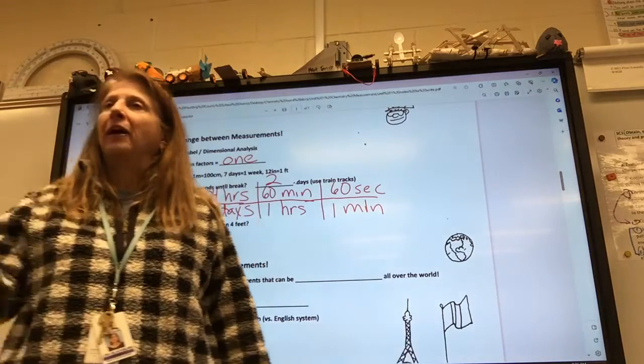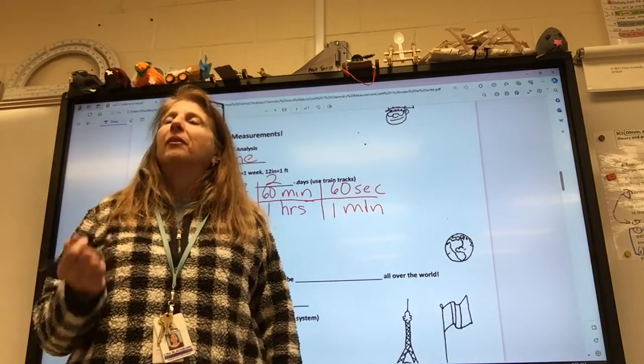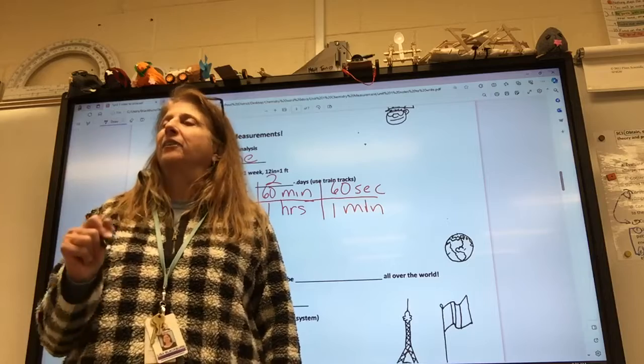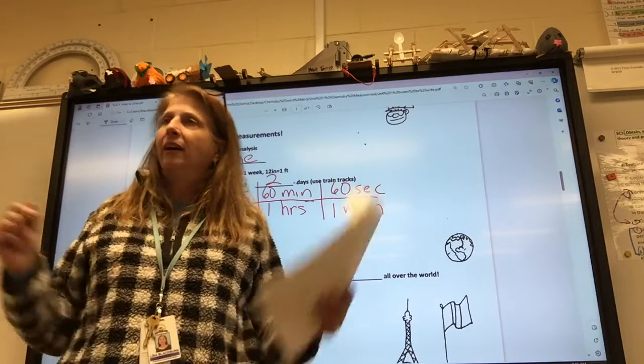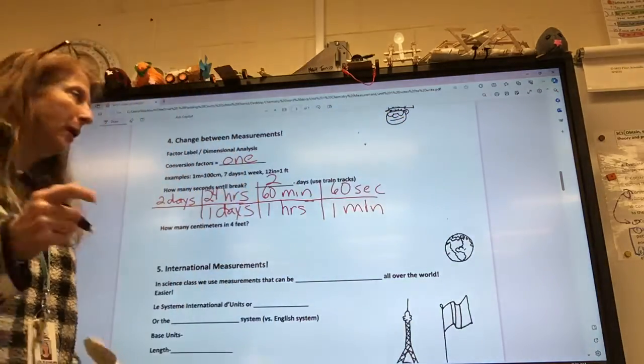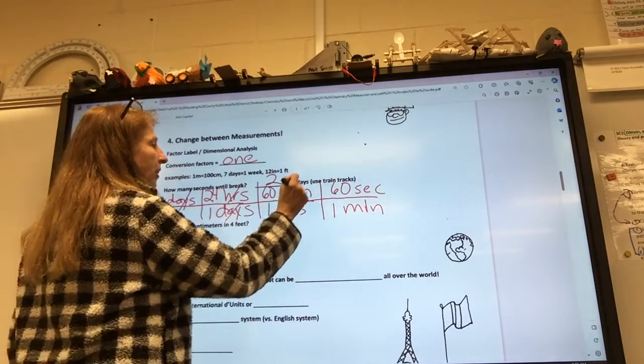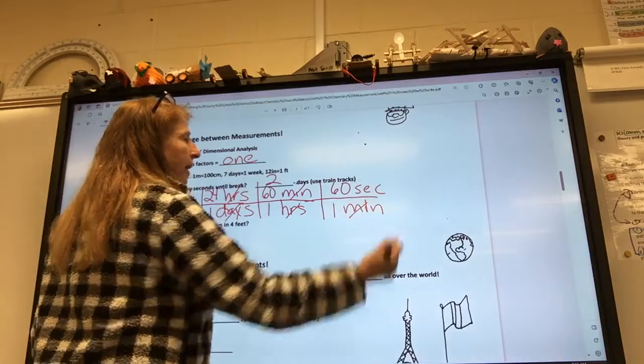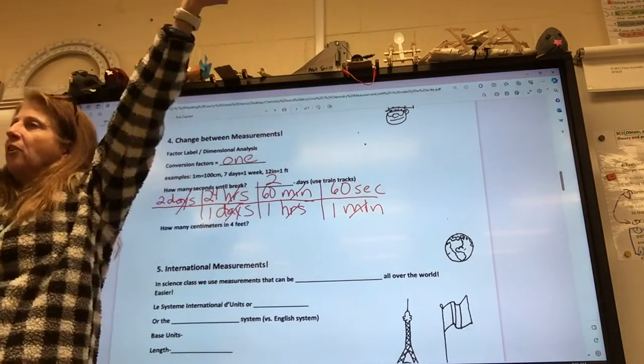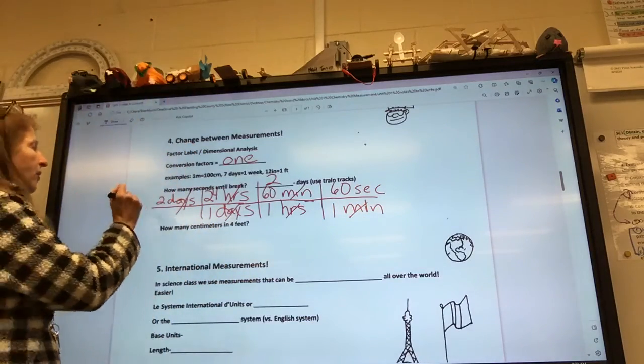One of my favorite parts of math. I know it's not logical, but there is something extremely satisfying about marking out math. I don't know why, it just is. It's like popping bubble wrap. Okay, so days cancel out, hours cancel out, minutes cancel out, and I'm left with the unit I want, seconds. Hooray! Okay, now I do the math.